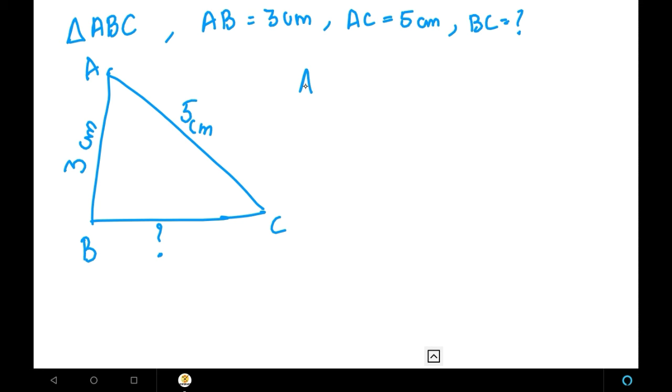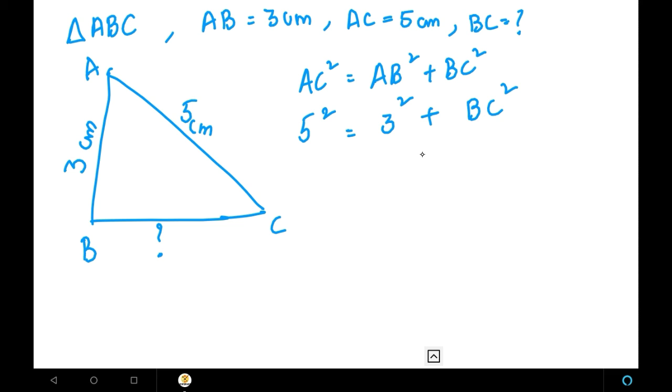So our formula is AC square is equals to AB square plus BC square. Here BC itself is missing. That means we have to find BC. They have given us AC value. So we can easily substitute and find it. So AC is 5 centimeters. So 5 square is equals to AB is 3 centimeters, so 3 square plus BC square, because we have to find that value.